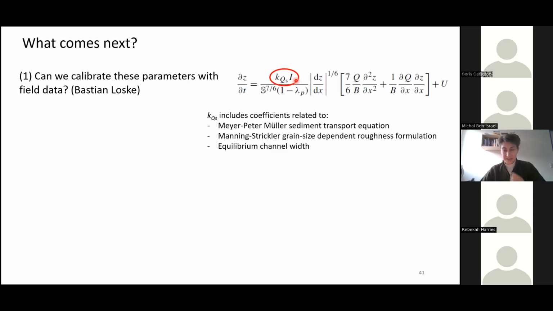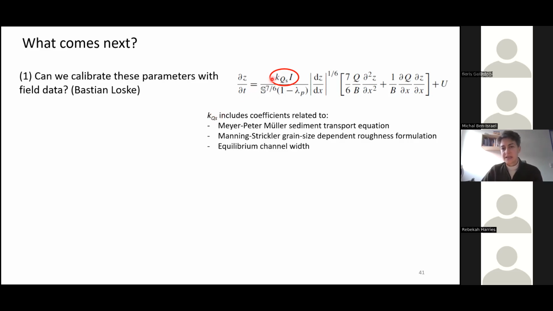The other term is KQS, and KQS actually lumps together a number of different coefficients that were related to different equations that were used in the derivation of this model. So that includes a Meyer-Peter-Müller sediment transport equation, a Manning-Strickler grain size dependent roughness formulation, and also equilibrium channel width. The coefficients within these equations can be defined fairly well based on experimental studies. So we can actually come up with a number for KQS based on experimental studies.